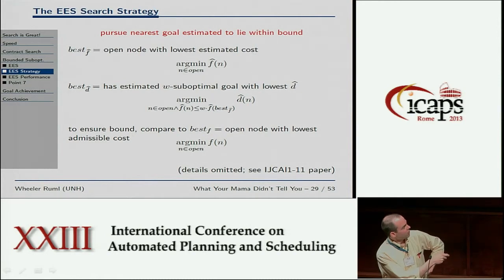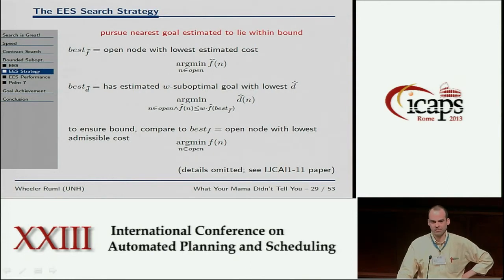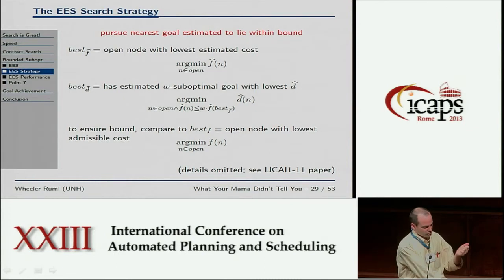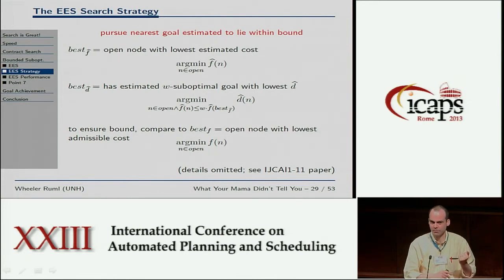We look over all the nodes in open whose estimated cost, F hat, is less than or equal to W times the estimated optimal solution cost, the lowest F hat on open. Among all those nodes, we take the one with minimum D hat. This is the node whose goal is estimated to be the closest among all those nodes whose goals are estimated to be within the solution bound.